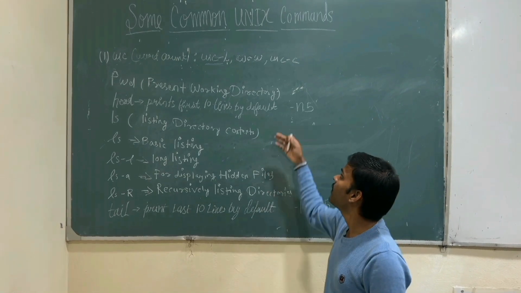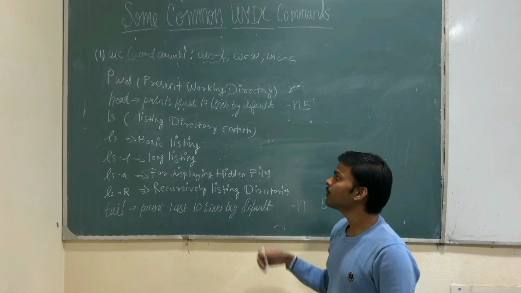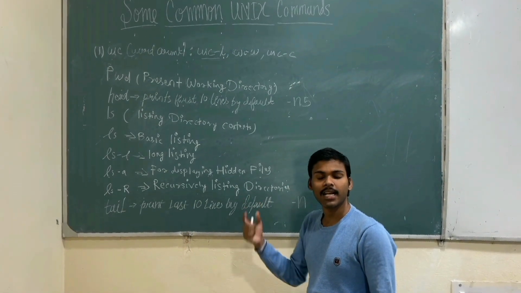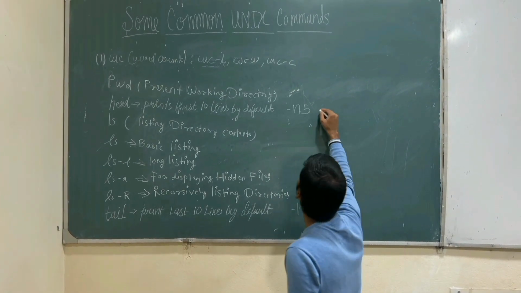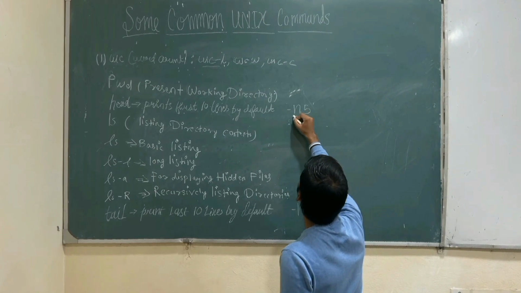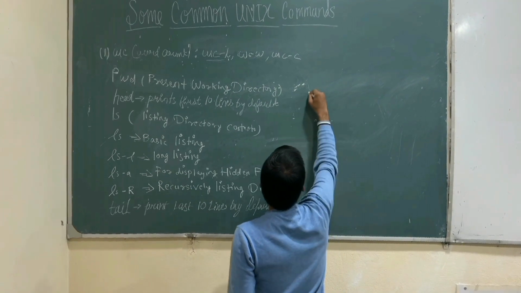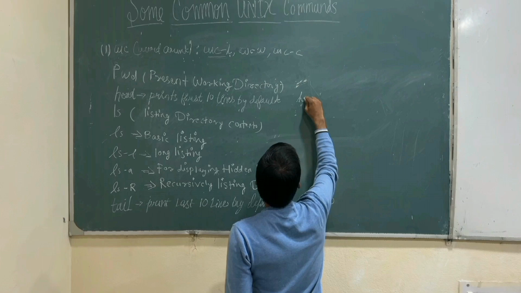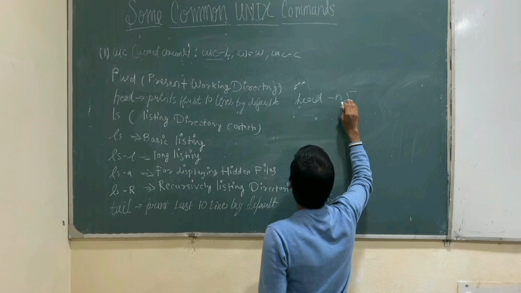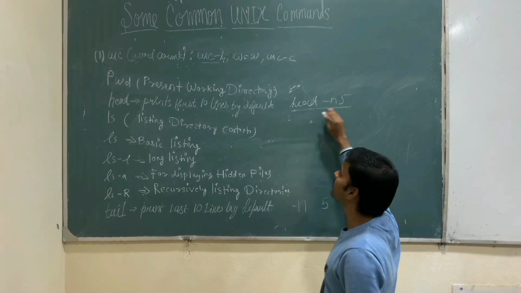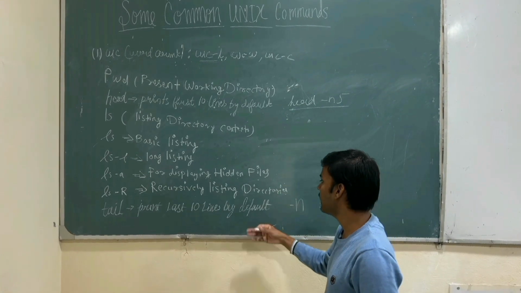After it we have two more filters, which are head and tail. Head by default displays the first 10 lines of a file, and suppose we want to display the first 5 lines, we will write head -n5. It will display the first 5 lines of a file, and for its counterpart we have tail.